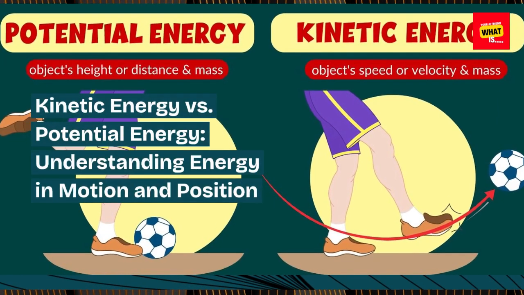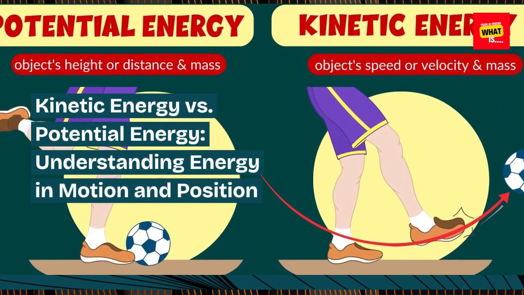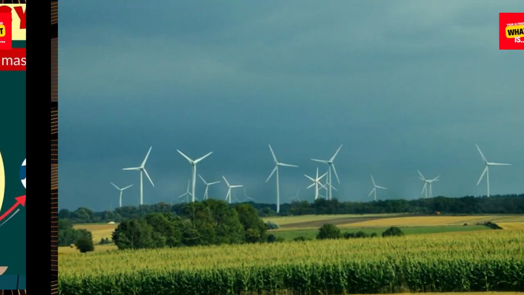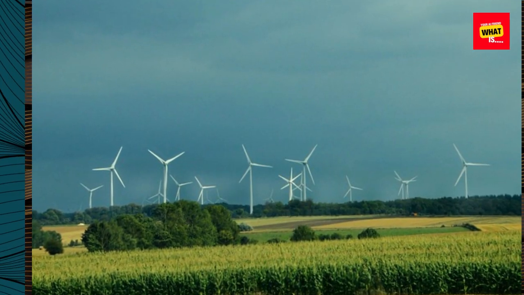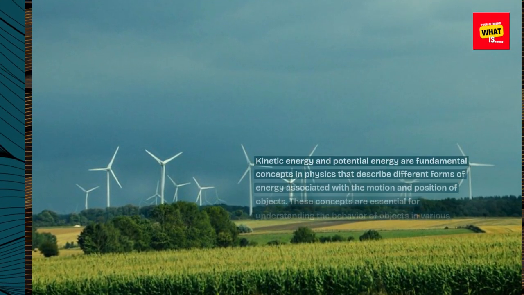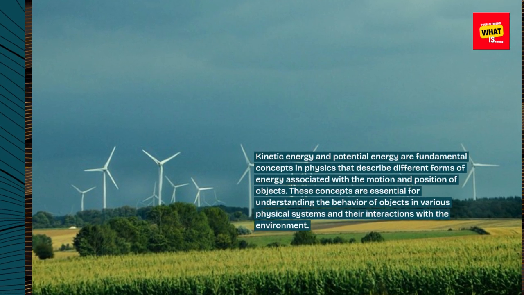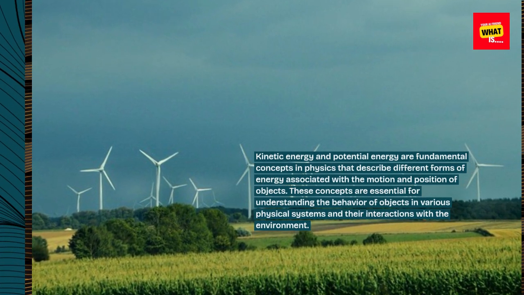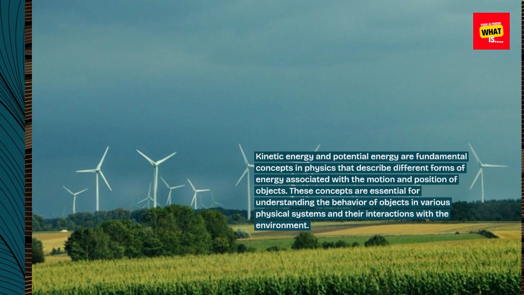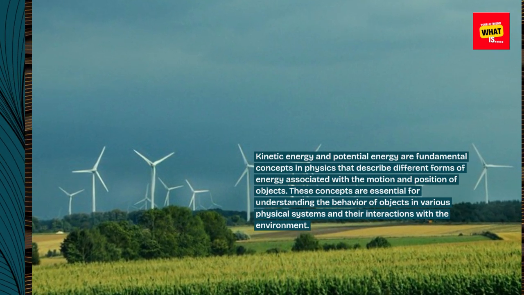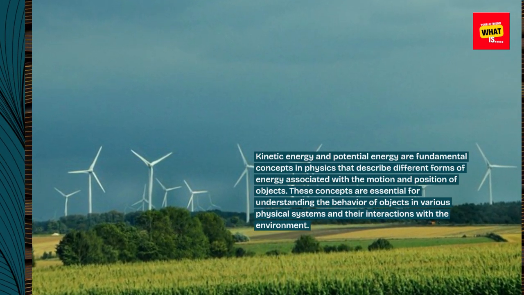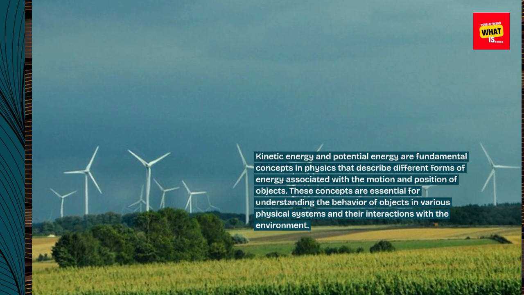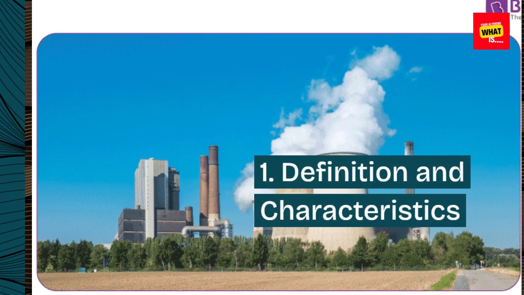Kinetic energy versus potential energy. Understanding energy in motion and position. Kinetic energy and potential energy are fundamental concepts in physics that describe different forms of energy associated with the motion and position of objects. These concepts are essential for understanding the behavior of objects in various physical systems and their interactions with the environment.